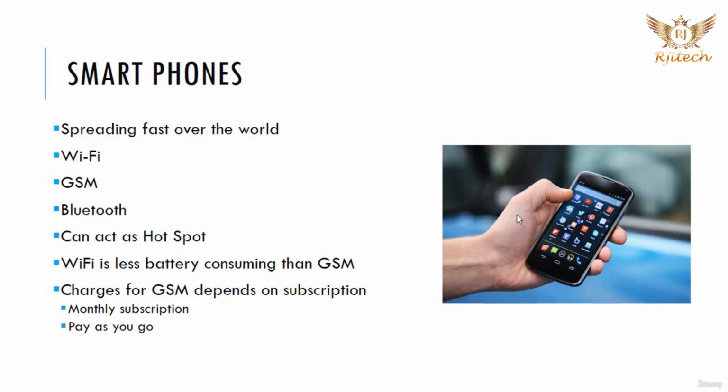If you connect through your smartphone to Wi-Fi and connect to the internet, you will consume less battery than connecting to the internet using the GSM network. Charges for GSM depend on your subscription. You either pay a monthly subscription and use the internet according to this subscription, or you pay as you go, pay as you download, pay as you use for the GSM operator you are subscribed to, and use whatever services are offered by this mobile operator.